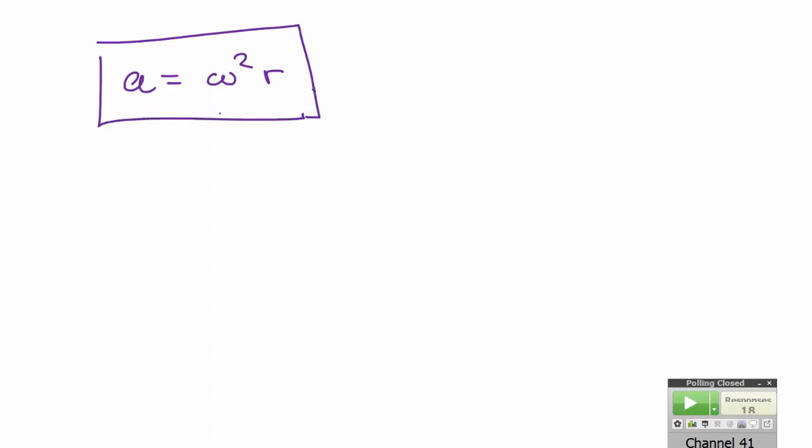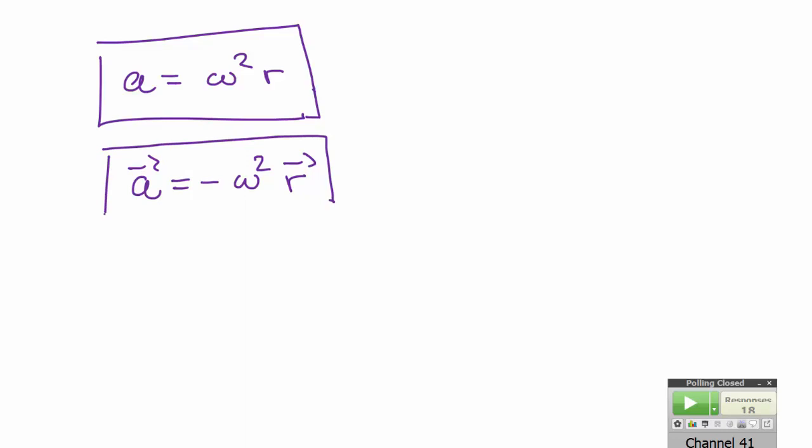Is it negative omega squared r? I just proved that a, the acceleration vector, is negative omega squared r cap. And I just said for the magnitude, all we need to do is drop the arrows and the sign. Okay. What does this imply? What does this negative sign stand for?